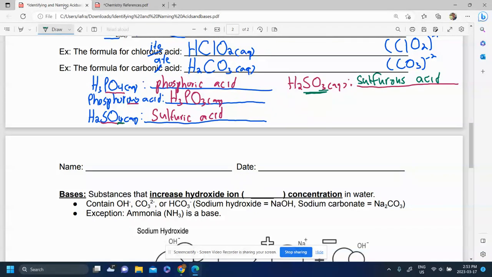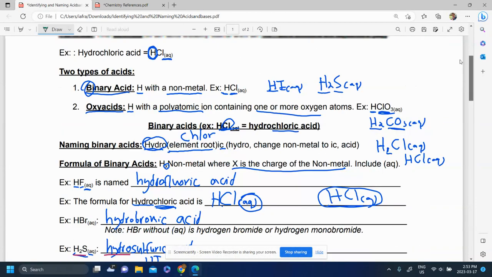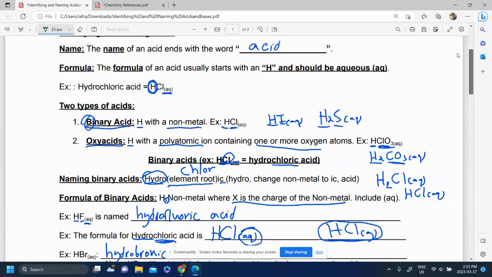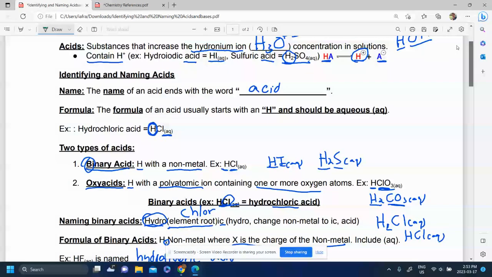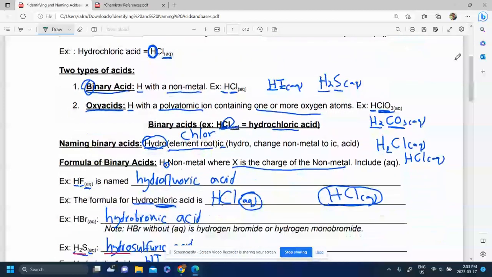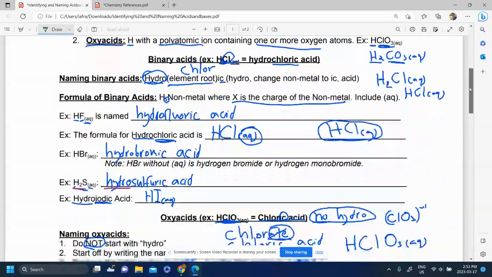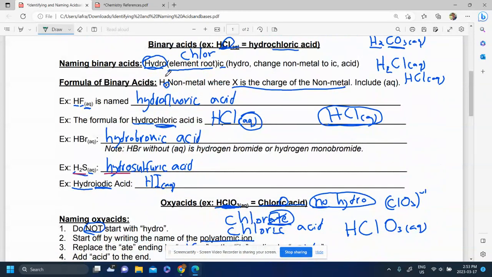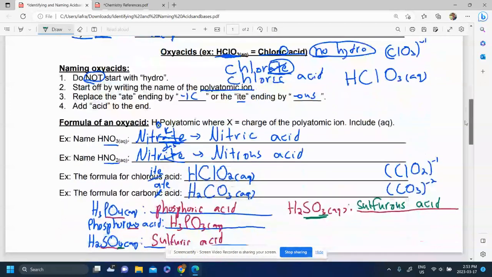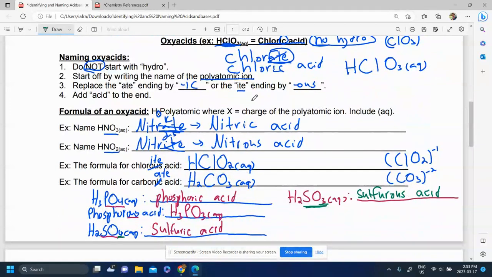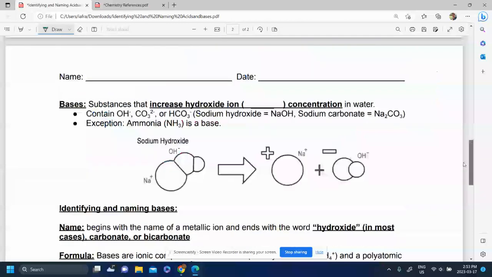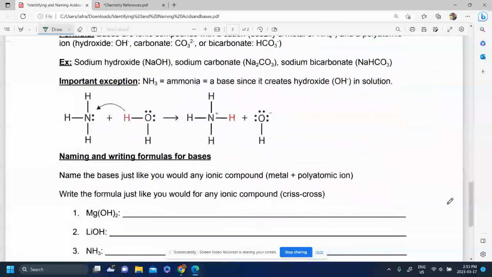So in this video, we briefly saw what acids are. We saw how to identify acids by name and formula. And we saw 2 types of acids, binary and oxyacids. We learned the naming rules for binary acids and also formula writing rules for binary acids, and naming and formula rules for oxyacids as well. In the next video, we're going to take a look at how to name and identify and write formulas for bases.